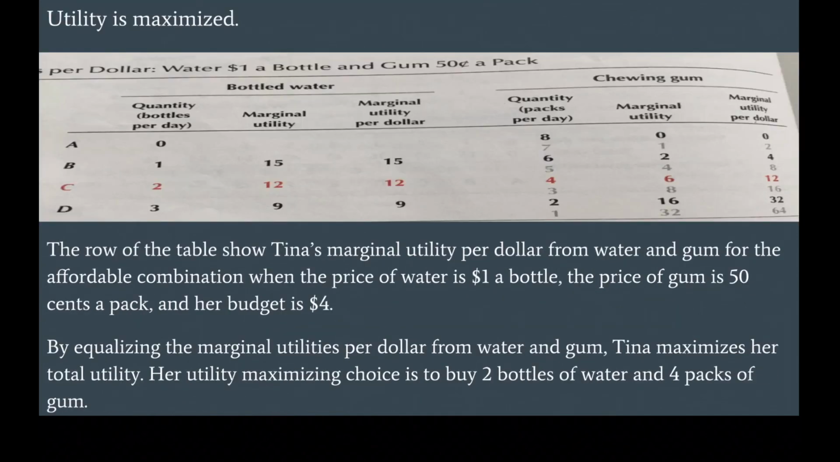Utility is maximized. The row of the table shows Tina's marginal utility per dollar from water and gum for the affordable combination when the price of water is $1 a bottle, the price of gum is 50 cents a pack, and her budget is $4. By equalizing the marginal utilities per dollar from water and gum, Tina maximizes her total utility. Her utility maximizing choice is to buy 2 bottles of water and 4 packs of gum.